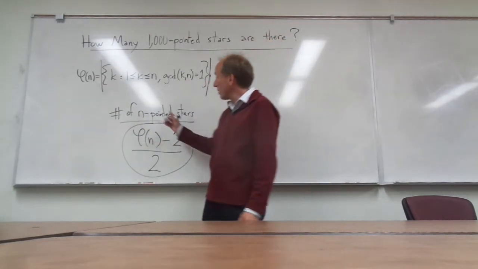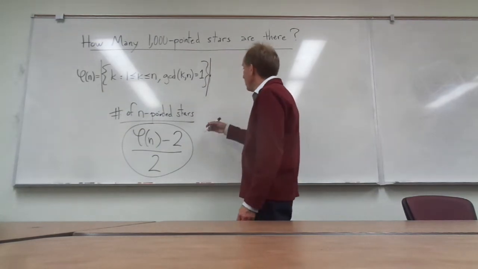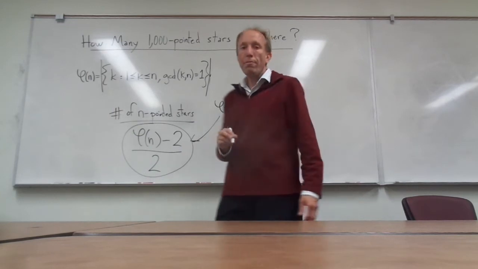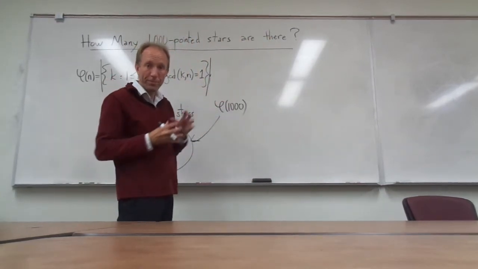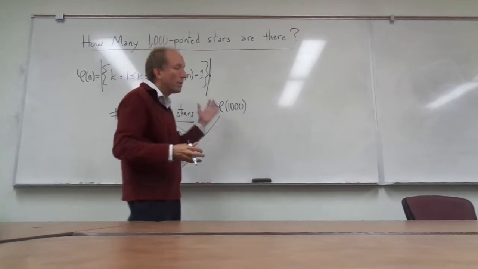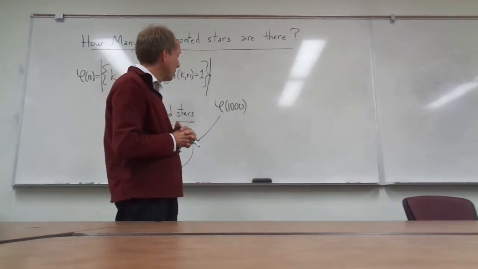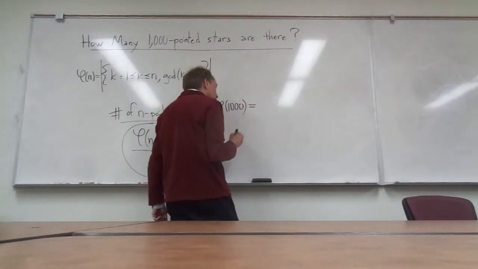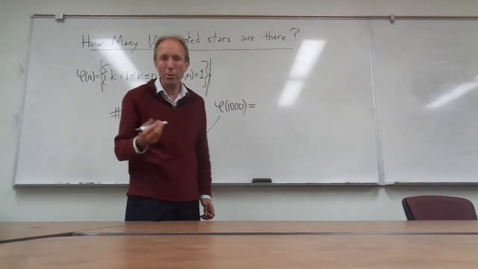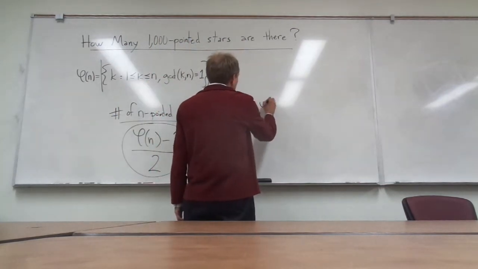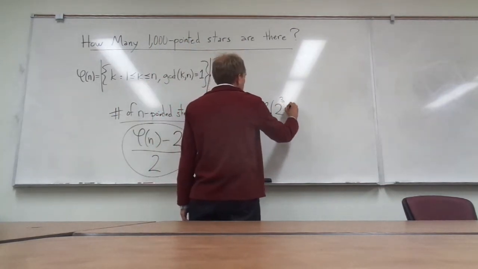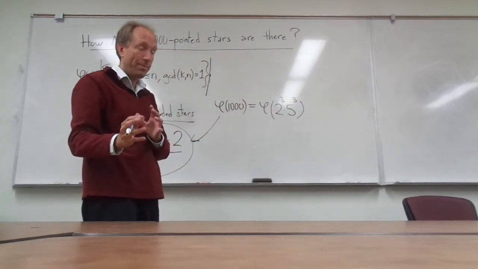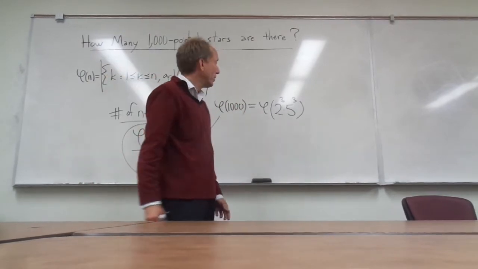So really, to find the number of 1,000 pointed stars, what I really need to figure out is phi of 1,000. This is the phi function, the Euler totient function. How many numbers between 1 and 1,000 are relatively prime to 1,000? So we have to think of that in terms of a little bit of a number theory concept. 1,000, if you think about it, is just 2 cubed times 5 cubed. Any number that has factors of 2 or 5 in it will not be relatively prime to 1,000.